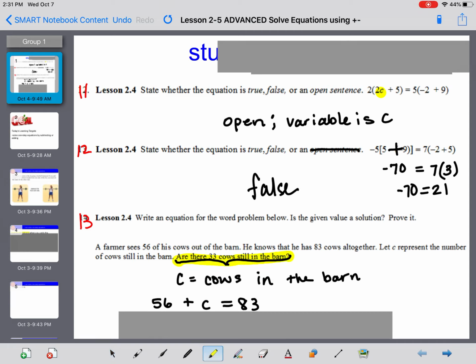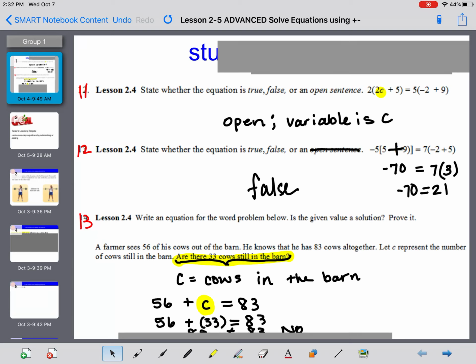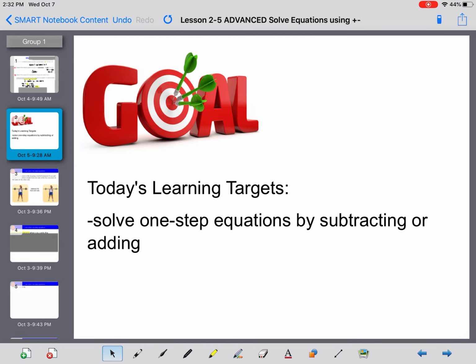Then when I come to this, are there 33 cows still in the barn? It's asking me if 33 is a solution for the equation. Is C equal to 33? So I'm going to substitute 33 in for C and solve. And I get 89 does not equal 83, so no, there are not 33 cows still in the barn.